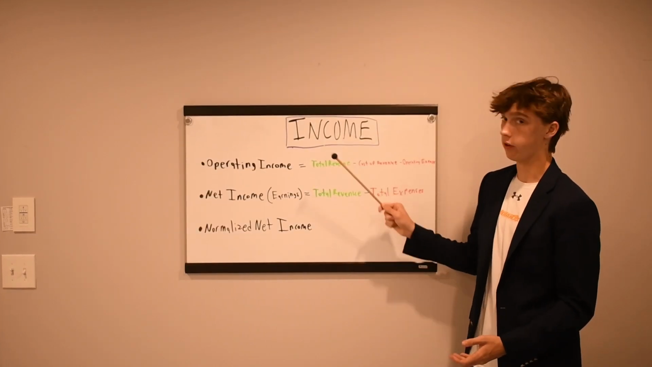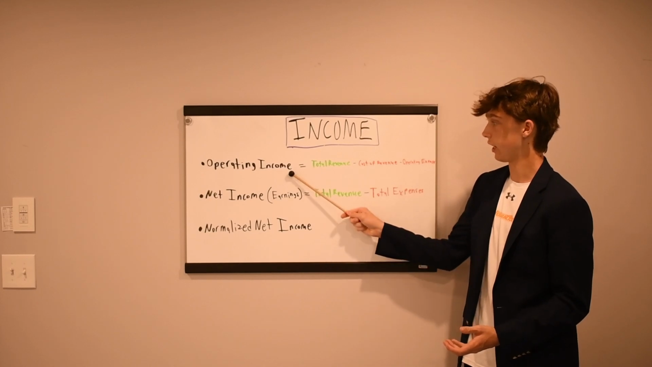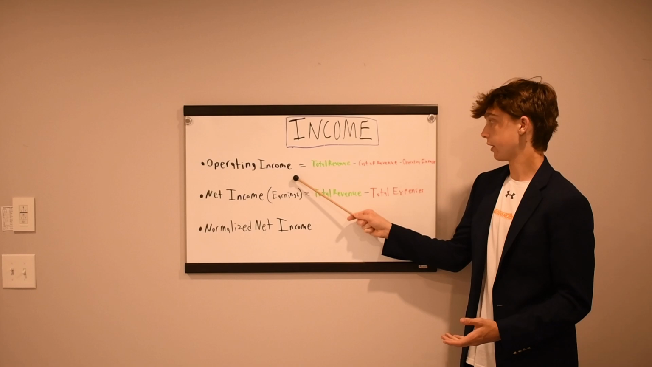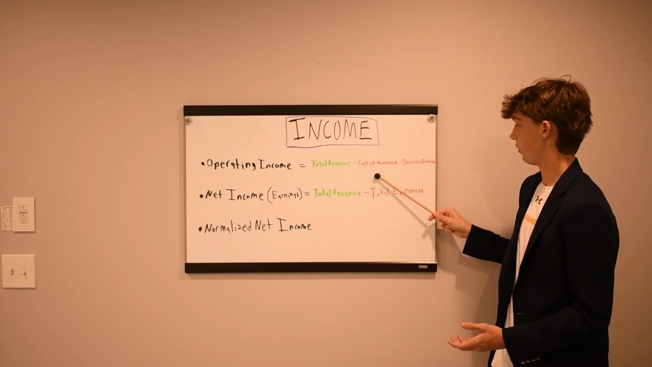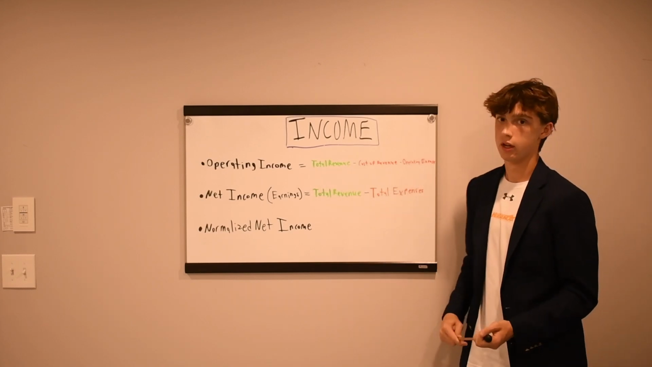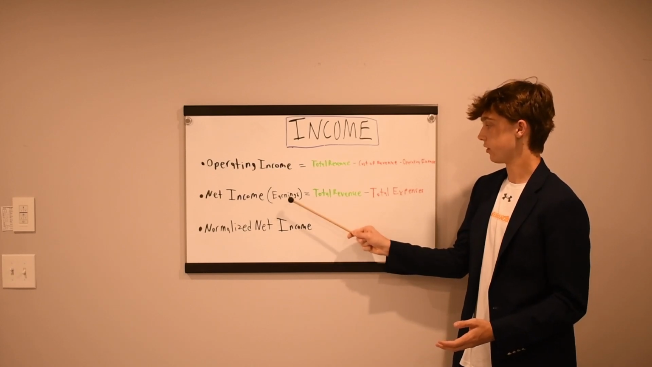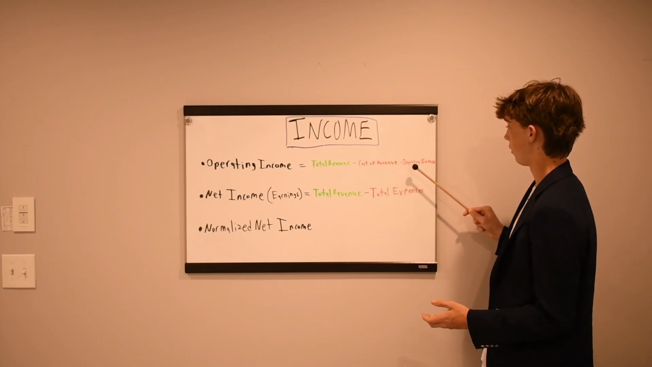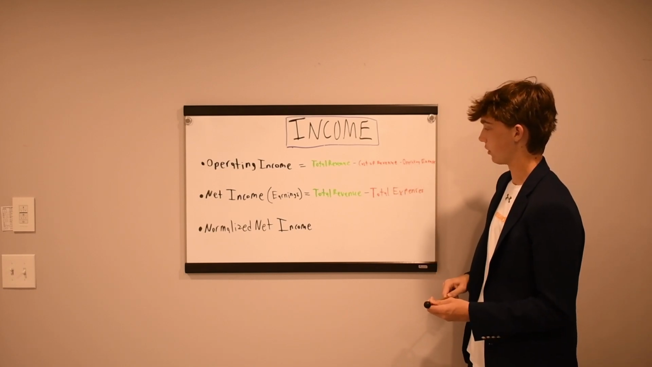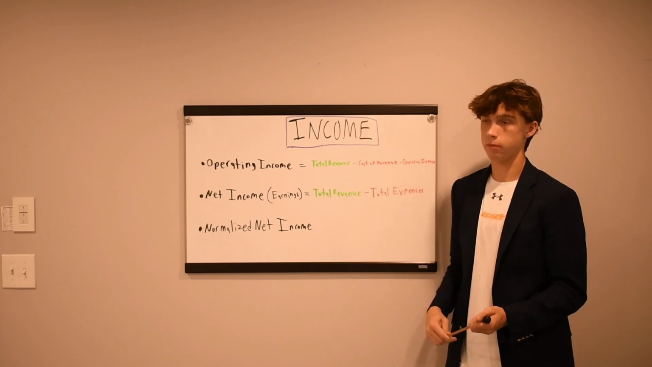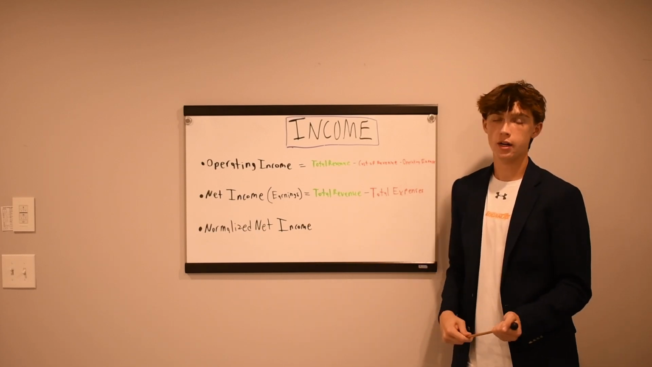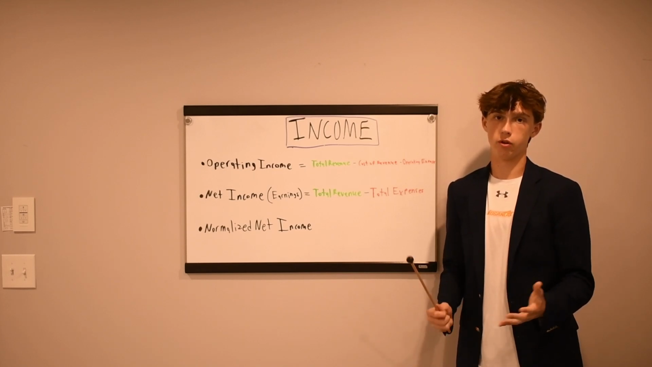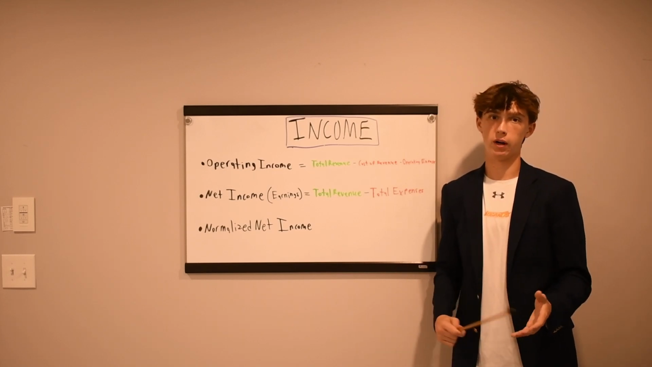Next is income, and there are 3 different important income values to calculate: operating income, net income, and normalized net income. Operating income is your total revenue minus the cost of revenue and minus your operating expenses. Net income, or your earnings, is your total revenue minus the total expenses, which includes cost of revenue, operating expenses, and your taxes. And normalized net income is the same as net income, however, it adjusts for any non-recurring sources of revenue or expenses that don't happen on a regular basis, so something like a warehouse getting destroyed like a natural disaster.